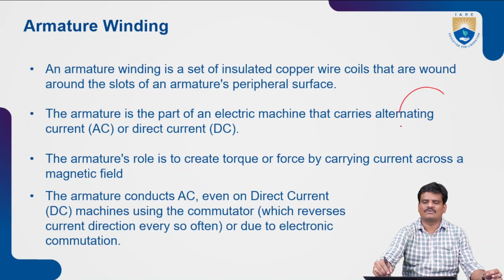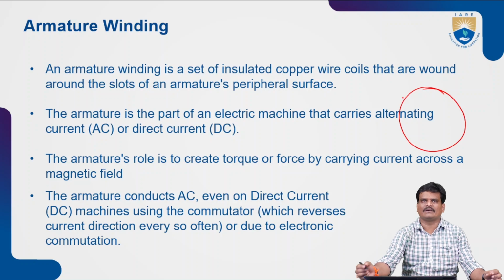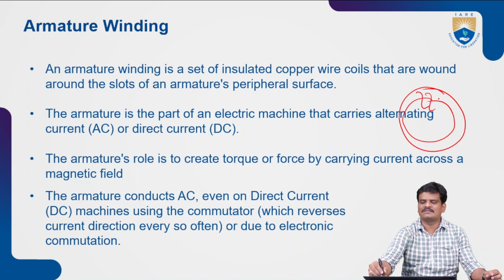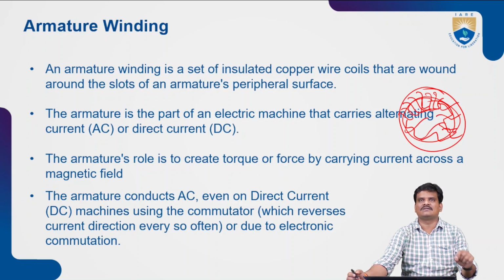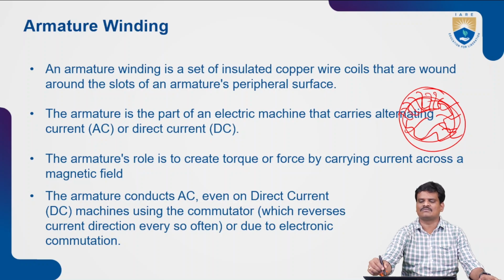Suppose this is my particular construction of a DC machine, and this is my armature. I will use certain copper wires which are wound around the slots. There are certain slots present in the armature, and in the slots I will house the winding in the inner periphery. That winding, placed in the inner periphery or slots of the armature peripheral surface, is called the armature winding.